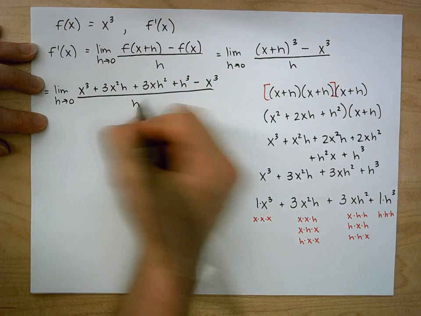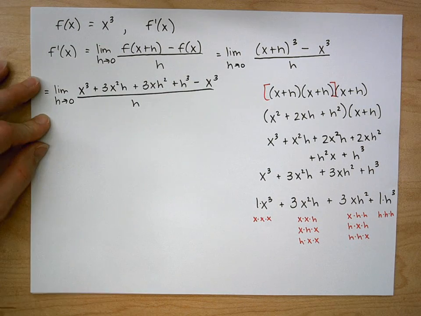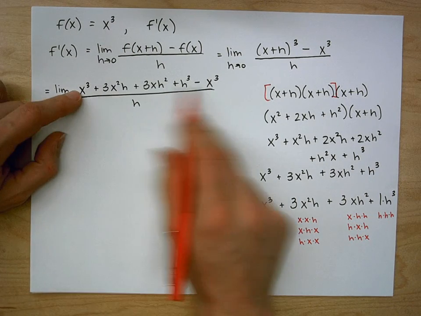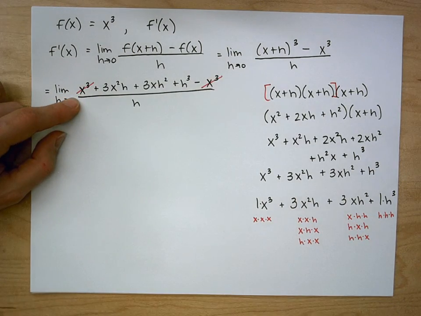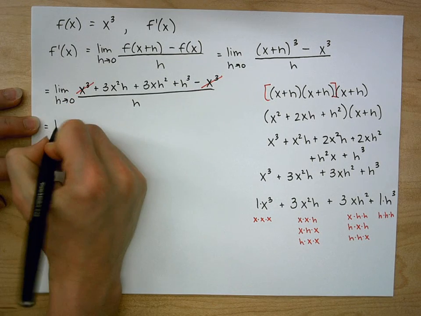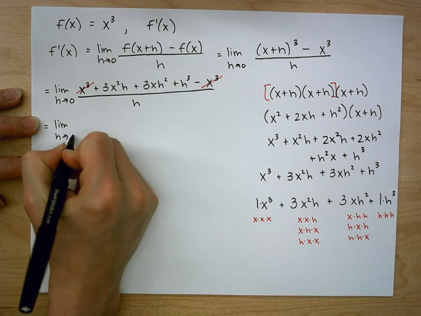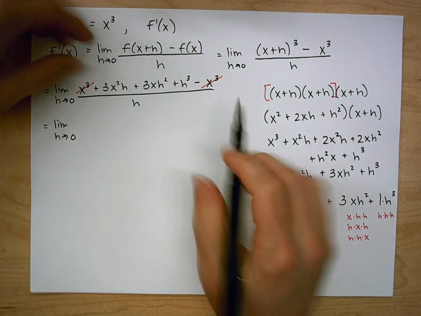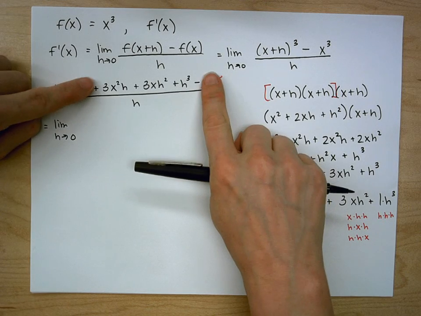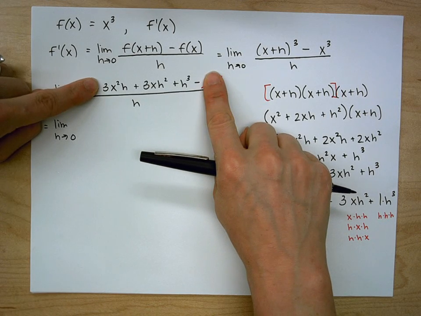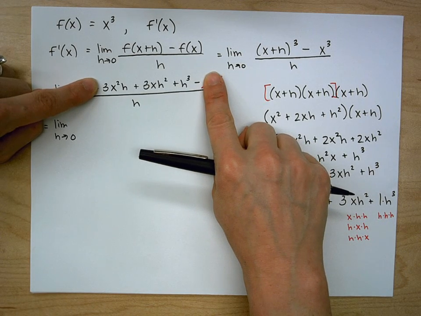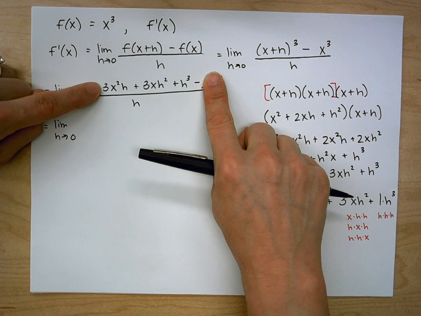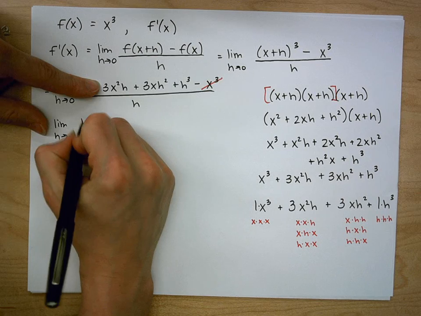all over h. Okay, let's see if we have some cancellations. I'm seeing an x cubed and an x cubed. And I'm going to go ahead and skip a little step here for a second. Now that we canceled these, let's imagine that they're gone. And now I'm also seeing that there's an h in each of the terms that are left in the numerator, each of the ones up here. So let's go ahead and factor that h out right now.